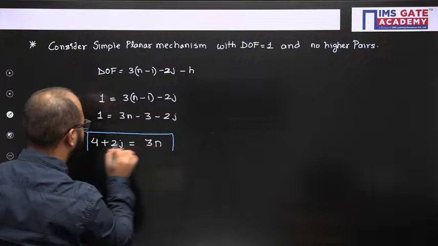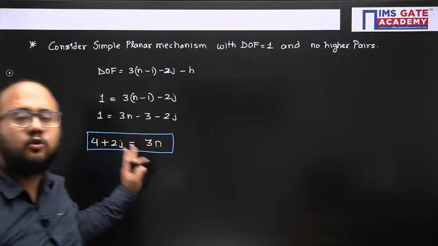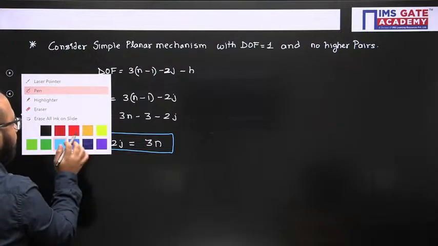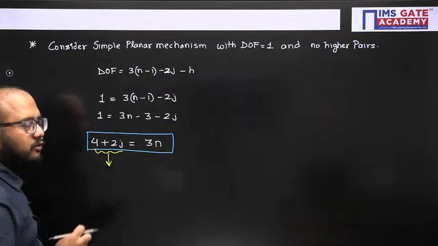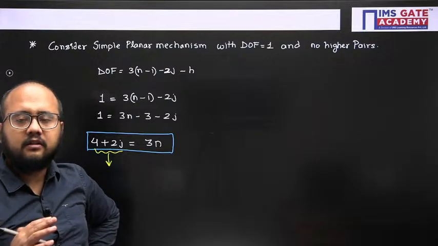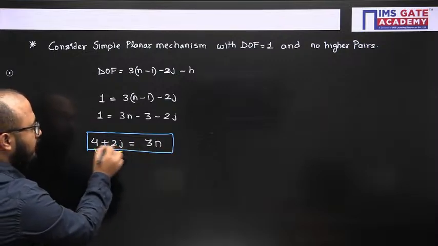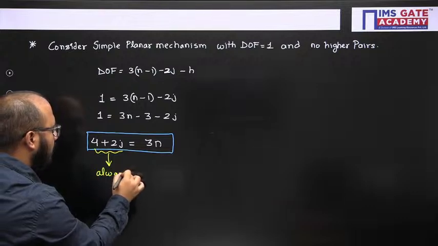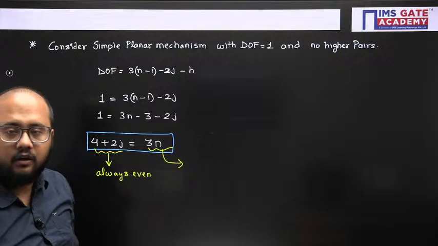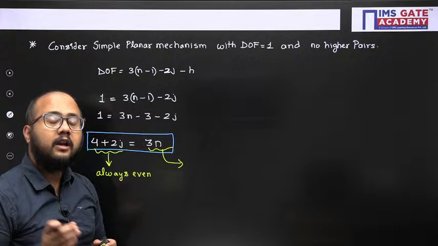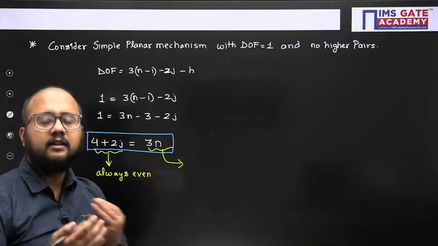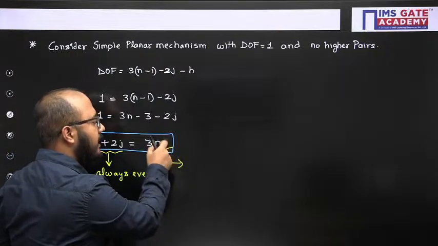Now, what conclusions can we draw out of this equation? 4 plus 2j equals 3n. Now, if you focus on the left-hand side, 4 is an even quantity and 2 into j, no matter whether j is odd or even, will always be even. Because whenever you multiply by an even quantity, you always get even. So 4 plus 2j is always even. Now, for LHS equal to RHS, where RHS is 3n, n has to be what? Even. Because the left-hand side is even, the right-hand side also has to be even. Then only LHS will equal RHS. So RHS will be even when the n value is even.